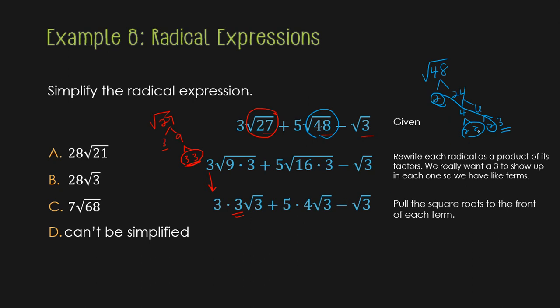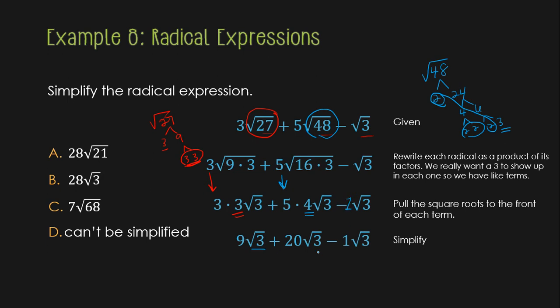So I'm able to take out 2 pairs of 2, which is 4, because 2 times 2 is 4. I'm bringing down the original 5, and then this poor 3 was left behind. Now, I have these coefficients out front that I can simplify. So 3 times 3 is 9, square root of 3, plus 5 times 4 is 20, square root of 3, minus, and there's really a 1 here, so minus 1 square root of 3.